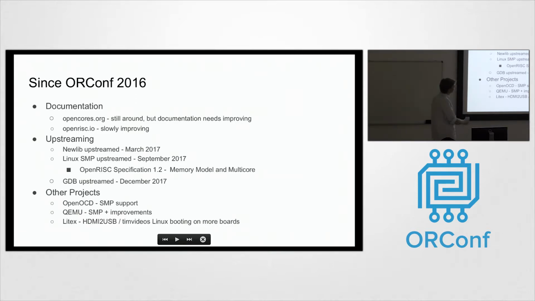And as part of the Linux upstreaming, I created a new OpenRISC specification, 1.2, which added some updates to the memory model and the definition for how multi-core is supported for OpenRISC. And then GDB was upstream. So there's a lot of stuff that was going on last year, being very busy.